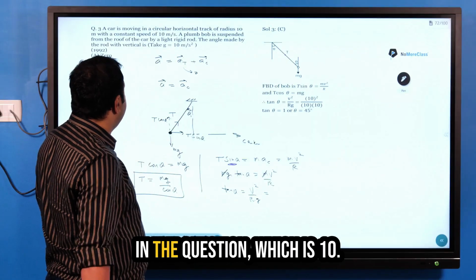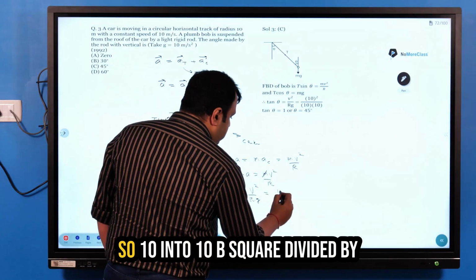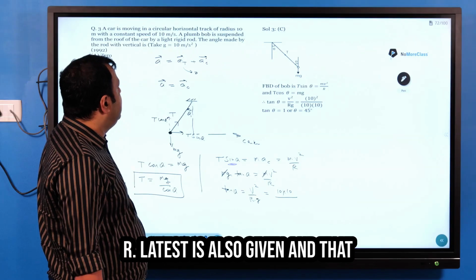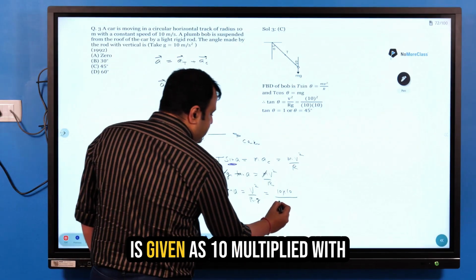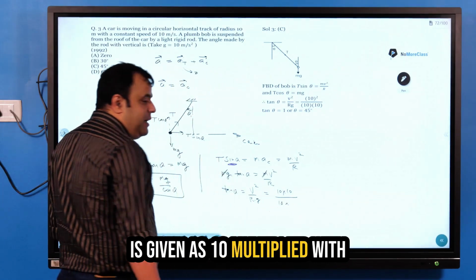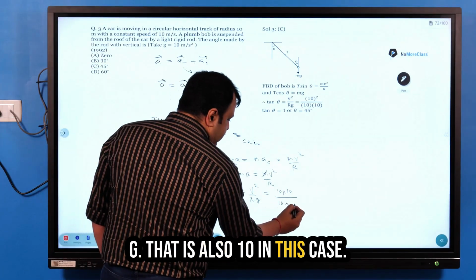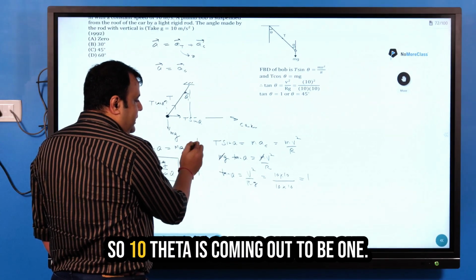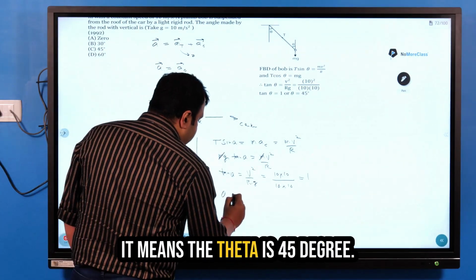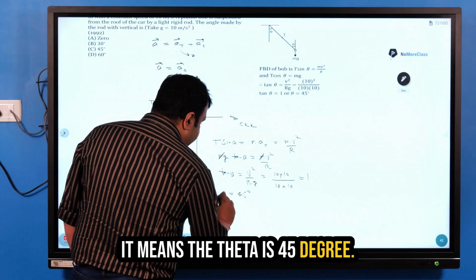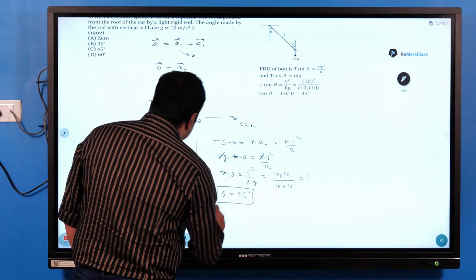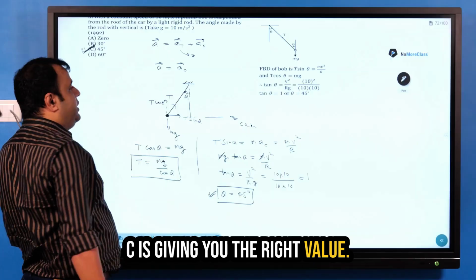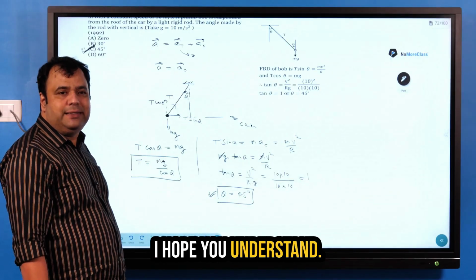The speed is given in the question, which is 10. So 10 into 10, v square, divided by r. The radius is also given, and that is 10, multiplied with g, that is also 10 in this case. So the value is coming out to be 1. So tan theta is coming out to be 1. It means theta is 45 degrees. If you check the options, option C is giving you the right value. Okay, I hope you understand. Thank you.